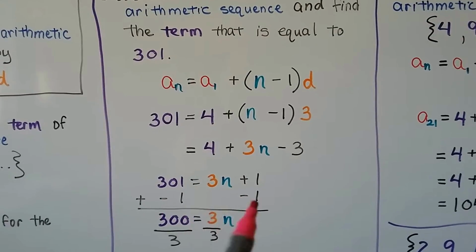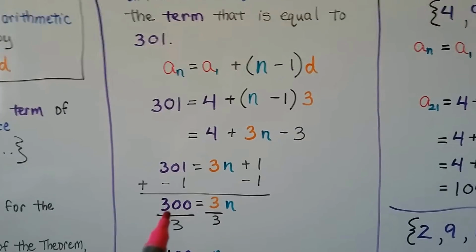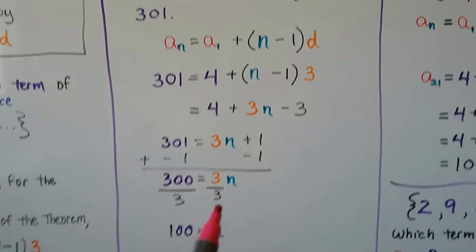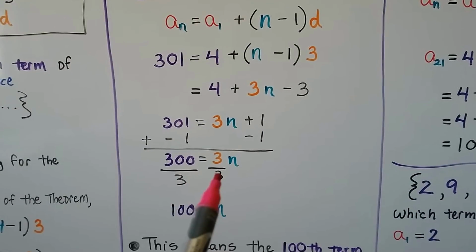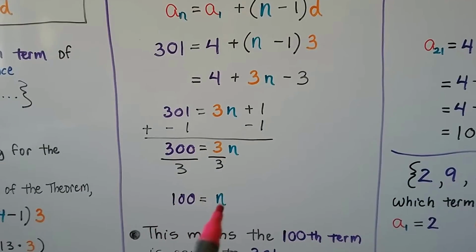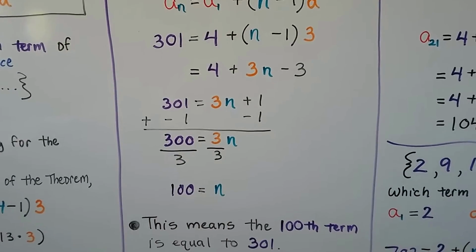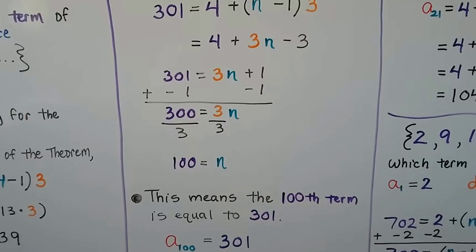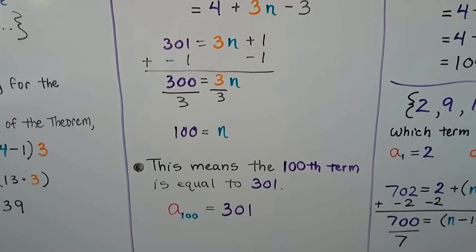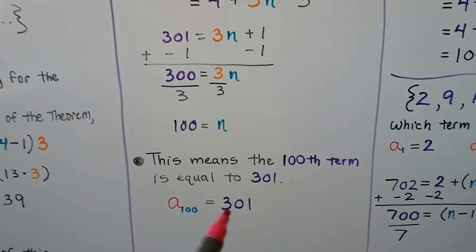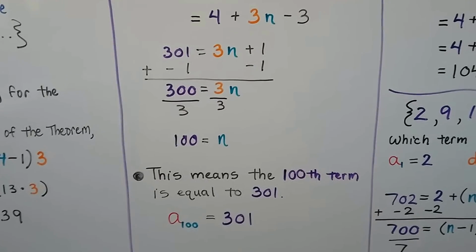So we add a negative 1 to both sides of the equal sign. We get a 300 equals 3n. We divide both sides by 3. We get 100 equals n. This means the 100th term is equal to 301. A sub 100 equals 301. Okay?